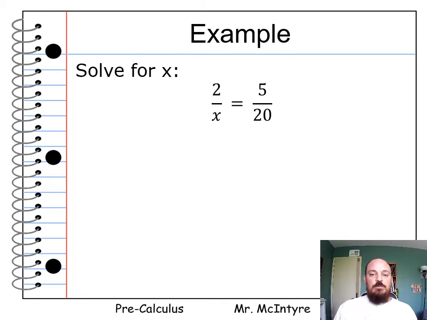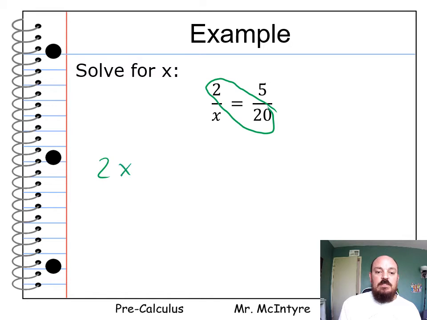So for our first example here, what we have is a solve for x proportion. But it's still the same thing. It's two fractions that are equal to each other. It's 2 over x equals 5 over 20. Now if I want to solve that, I'm going to do it by cross-multiplying. So let's pick one of them. It doesn't matter which one you do first. Let's do the 2 and the 20 first. So I do 2 times 20 equals, and then we'll switch and we'll do the other ones. x times 5.